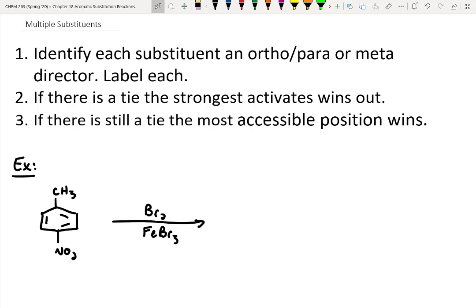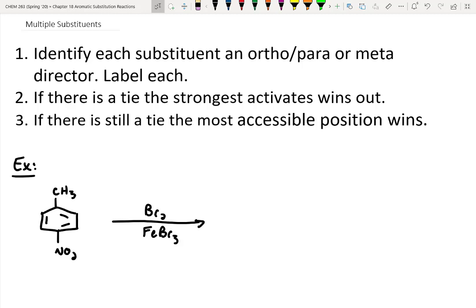So number one in my priorities list is to identify each substituent as an ortho para or meta director, and then label each one. If there's a tie, then I go to step two, and then I say that the strongest activator will win out. And then if there's still a tie after that, then I say that the most accessible position will win, meaning the least sterically crowded carbon.